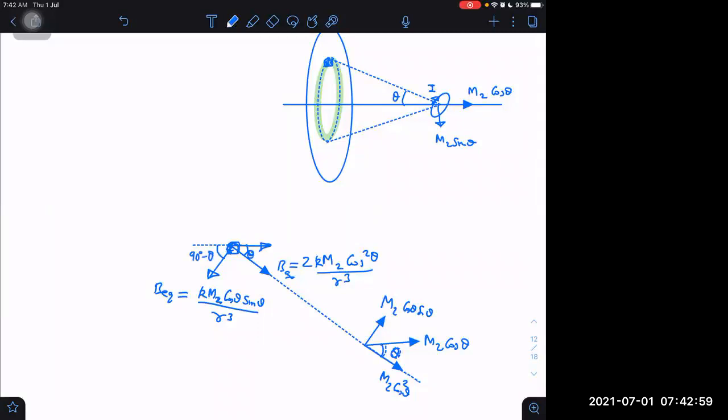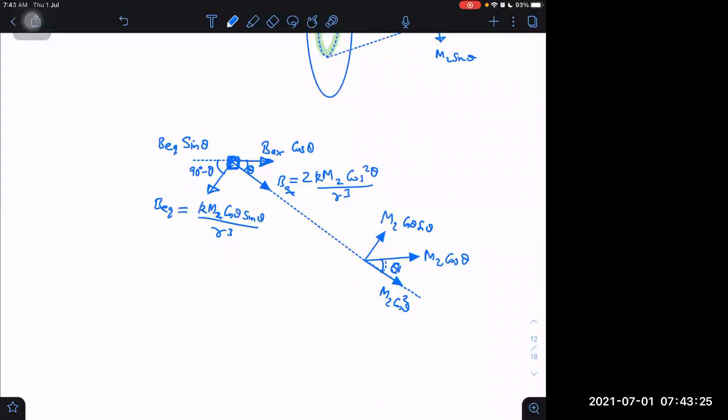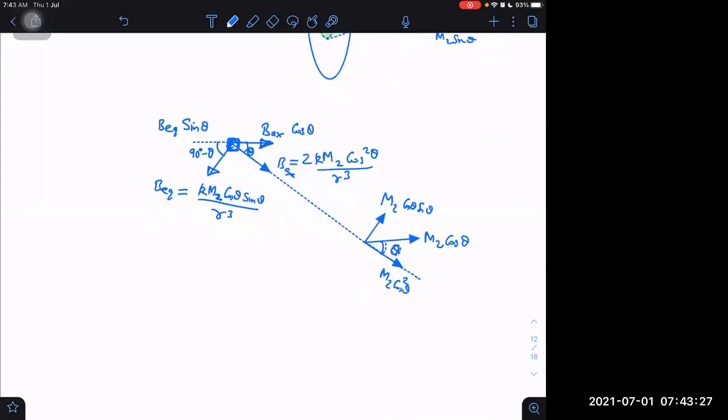Then we will be getting B axial into cos theta and B equatorial into sin theta. And what do we get? Then we get it as B axial cos theta minus B equatorial sin theta.